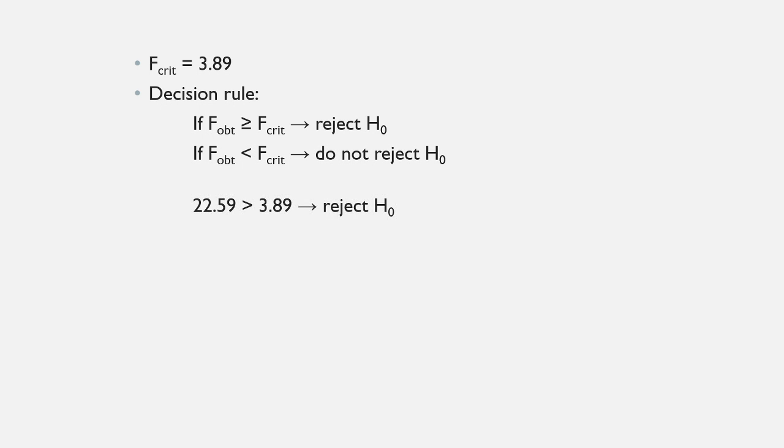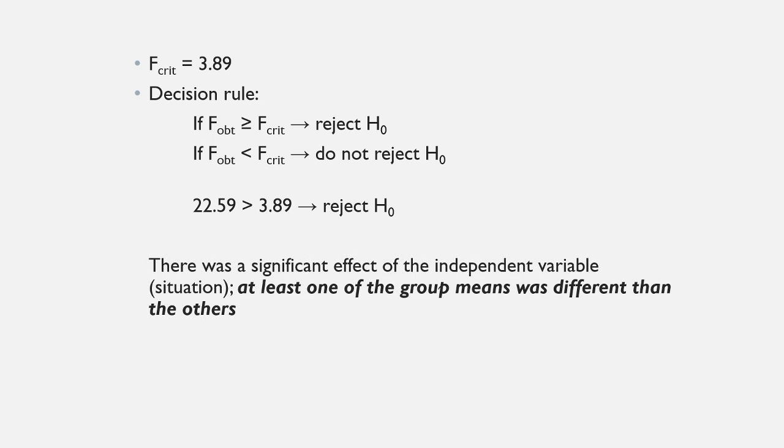In this case, clearly, yes, we have exceeded the critical F statistic by a pretty impressive margin, meaning we can reject the null hypothesis. What this means is that there was a significant effect of the independent variable. What that tells you is that at least one of the group means was different.